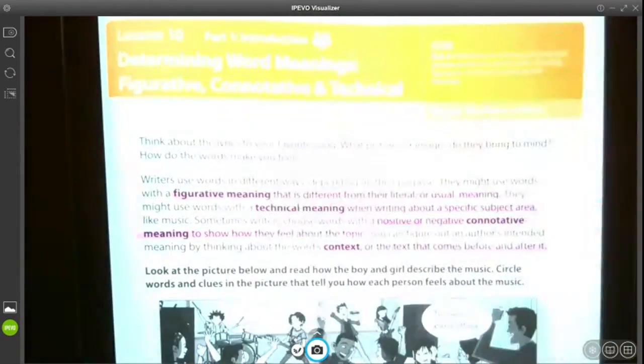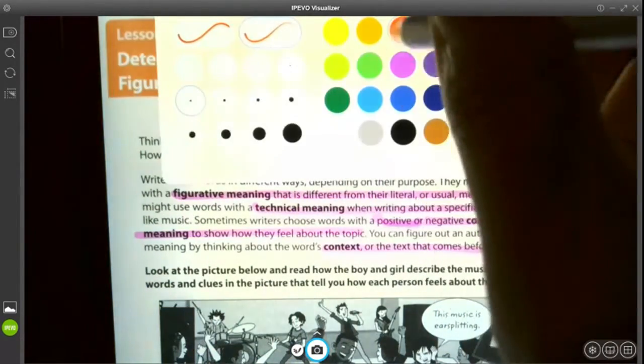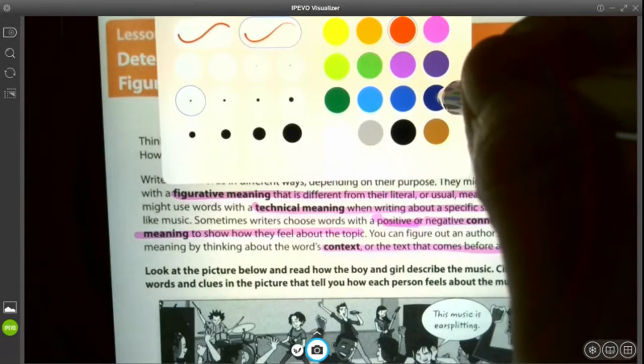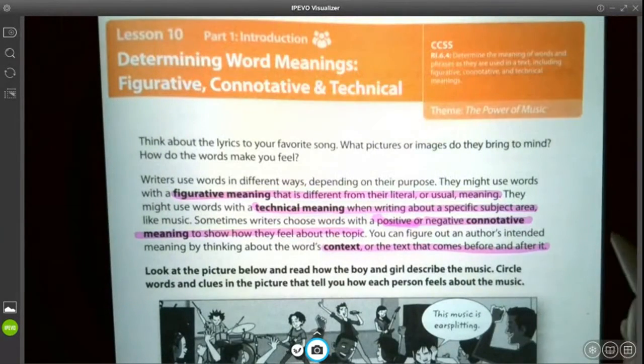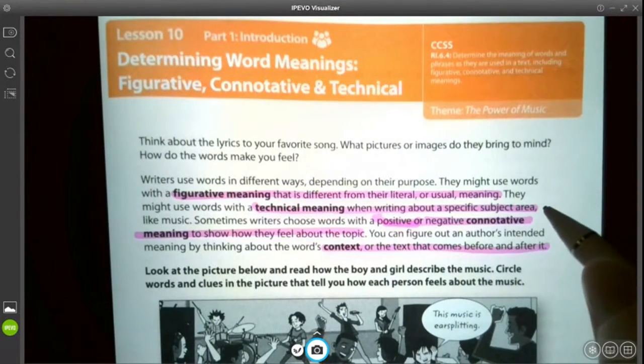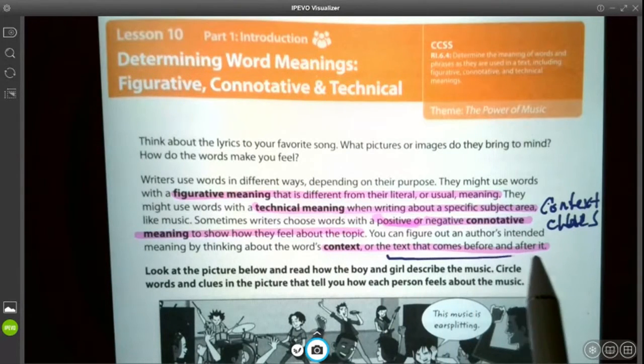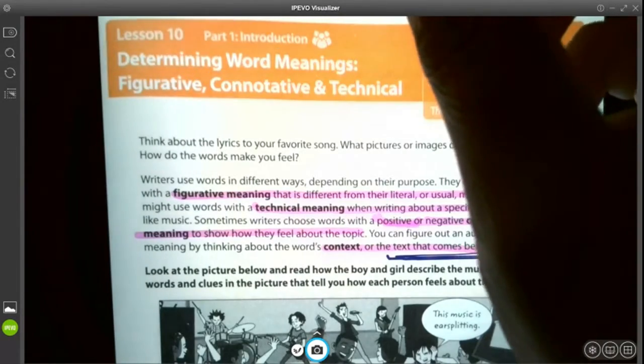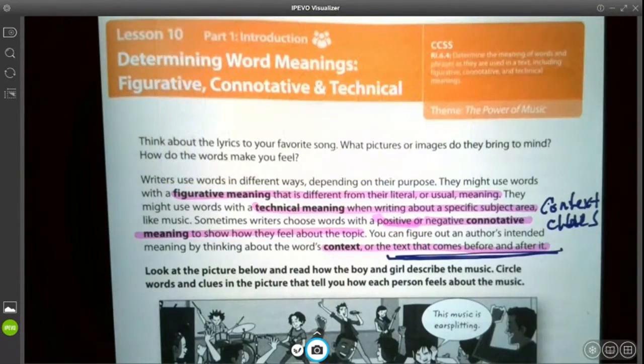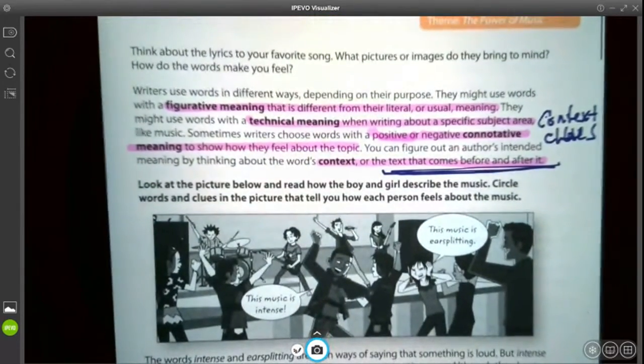and after it. We have used the word context a lot whenever we talk about how to figure out the meaning of a word. You guys have told me yourself to look for context clues. And that is just what you're doing whenever you are looking for context clues. You're looking at the text that comes before or after a word. Look at the picture below. We're going to actually use this picture to help us practice this skill.